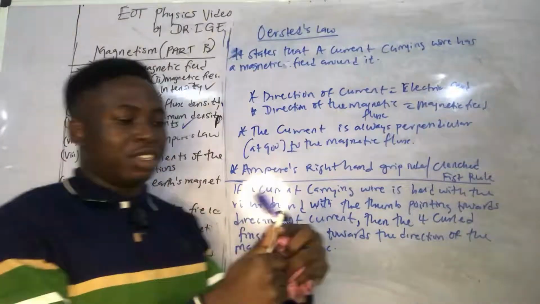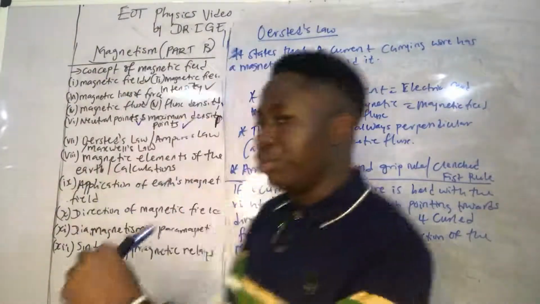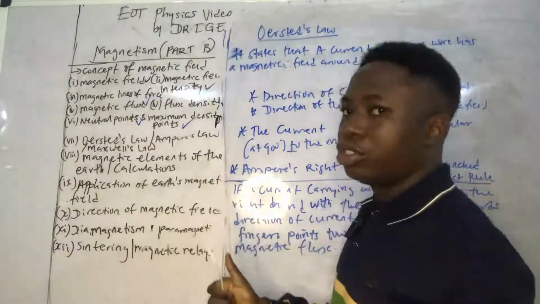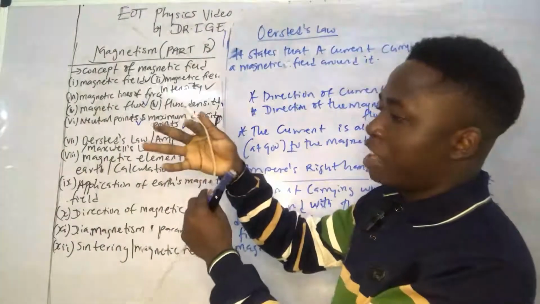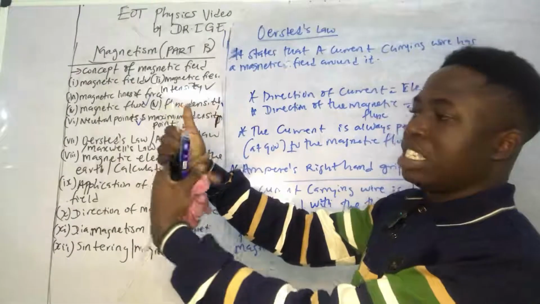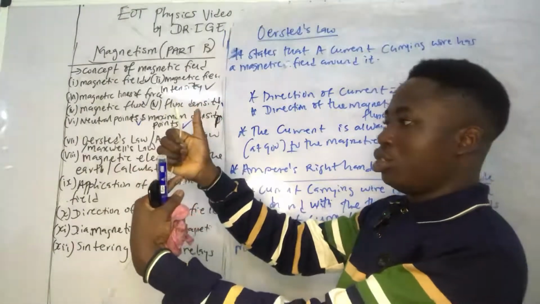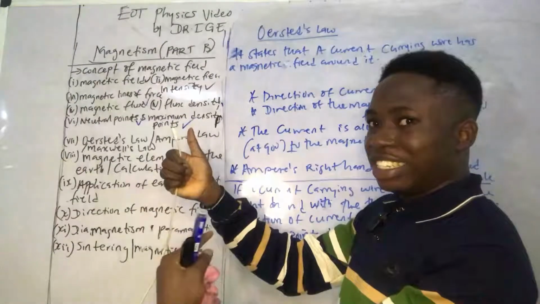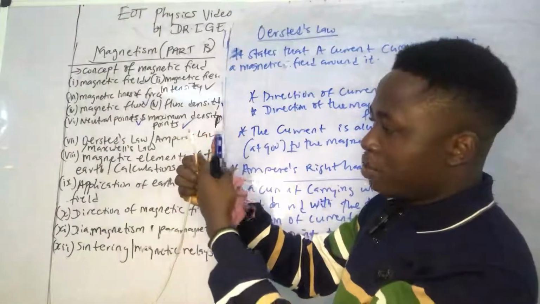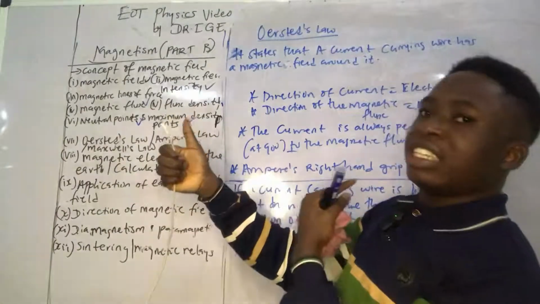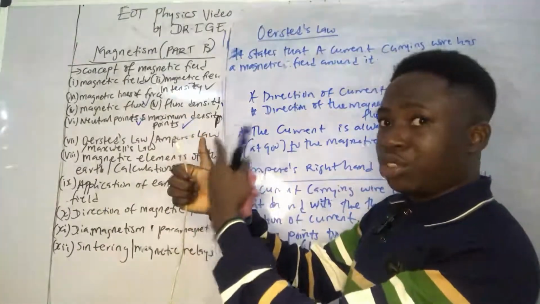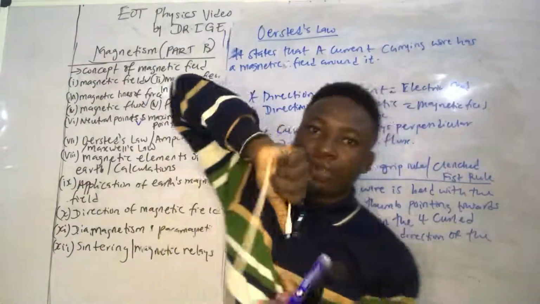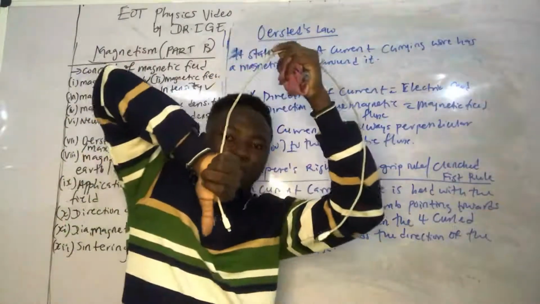So let's assume the current is pointing upwards. You see, I have curled my four fingers back, so it means the magnetic flux is pointing in that direction. You understand? If you look at this, it is actually perpendicular. So the direction of the magnetic flux is perpendicular to the direction of the current. That's just the rule. If you also bend it this way, you can see that the current is pointing downwards.